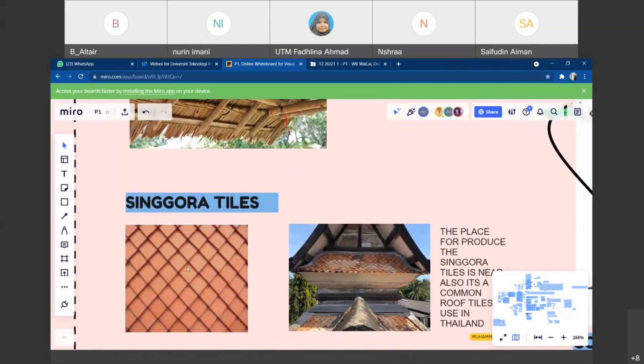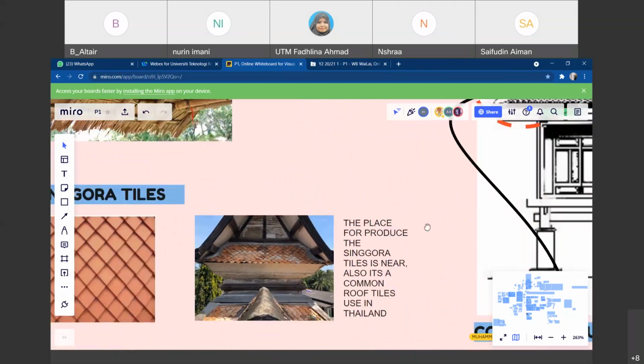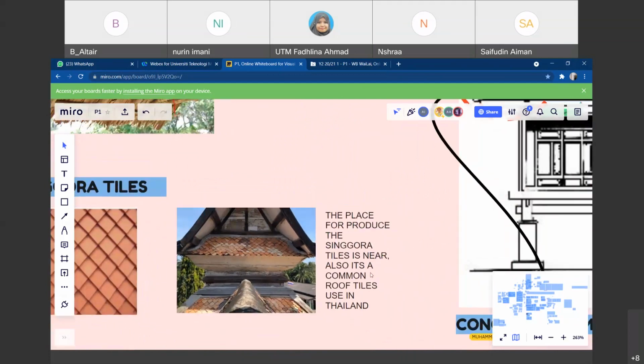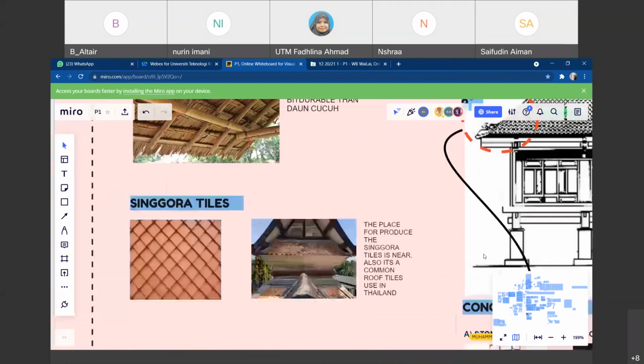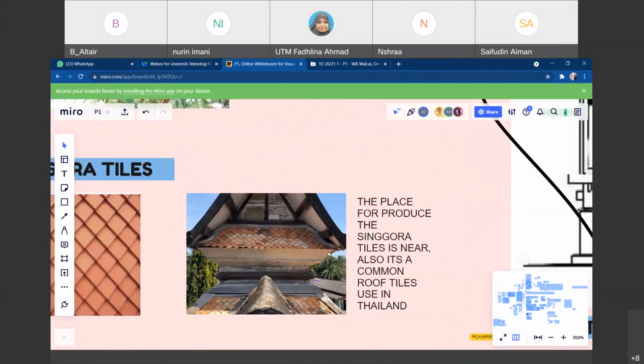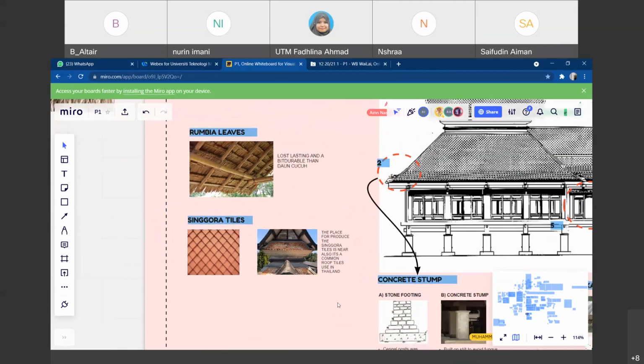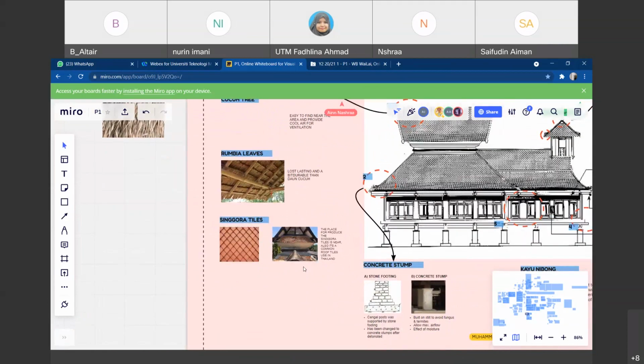This one is the blow up pattern. This one is an example of Singora tiles. They use Singora tiles because Singora tiles are common roof tiles in Thailand, and also the place that produces the Singora tiles is near the mosque, in Patani also. So it's easier to get, and both can describe the Thailand architectural elements in this material.